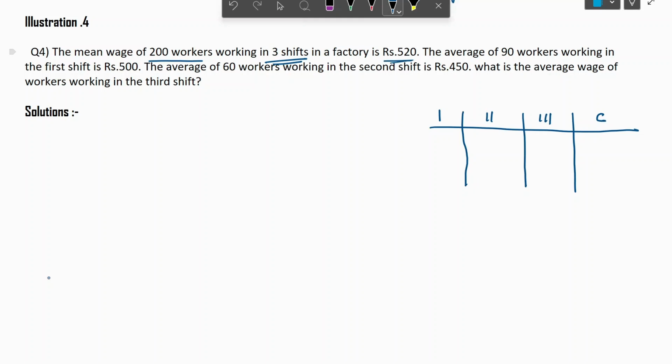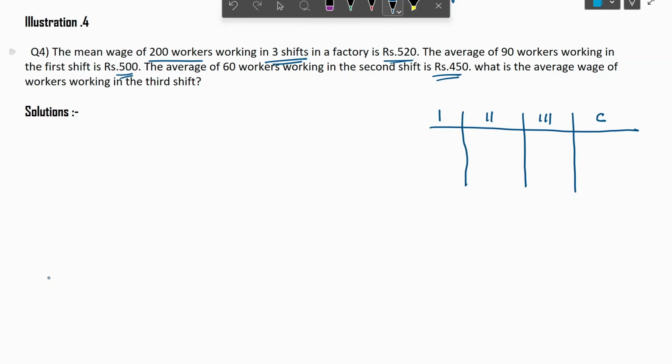All 3 shifts, how many people are working? 200 workers. Therefore, their mean wage is given as 520. Therefore, this is for combined. The average of 90 workers in the first shift is 500. The average of 60 workers working in the second shift is 450. What is the average wage of workers working in the third shift? First, we'll write the information, we'll fill this column and get an idea about what you need to find out.